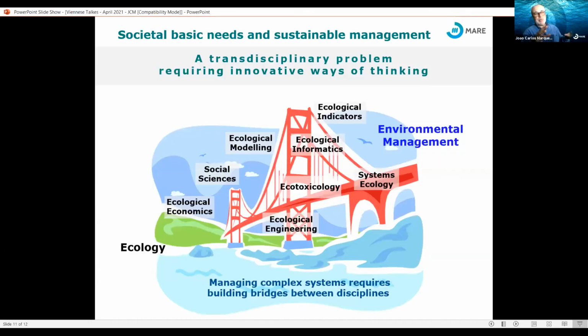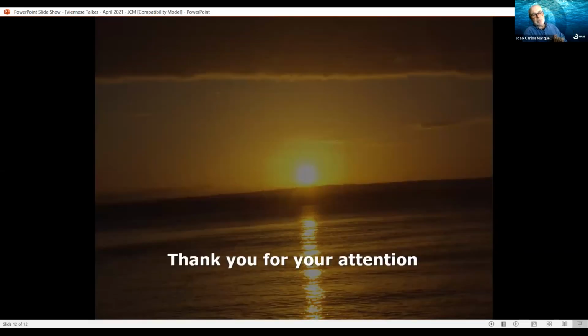This is a transdisciplinary problem and it requires innovative ways of thinking. All these disciplines, I try to summarize a few here in this slide, must be taken into account, but more than anything else, we need to build bridges between all these disciplines in order to deal with and manage in a sustainable way coastal ecosystems, but this is applicable to ecosystems as a whole if we want to apply the ecosystem approach. I hope to have contributed to the final discussion that we are going to have in this webinar. So thank you for your attention up to now.